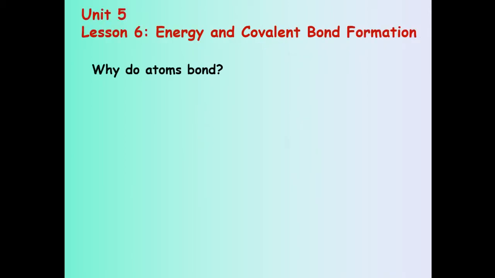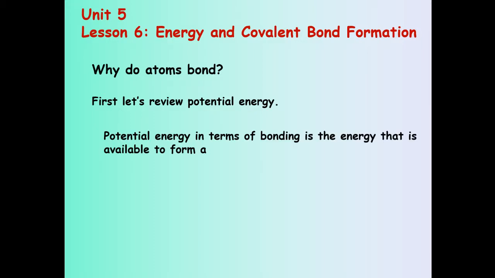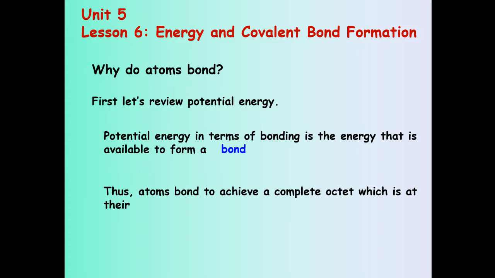Our first lesson, Lesson 6 on covalent bonding, is about energy and covalent bond formation. So the question is why do atoms want to bond? First, let's take a look at potential energy. Potential energy, when we're talking about bonding, is the energy that is available to form a bond or to react. Thus, atoms bond to achieve a complete octet, which is at their lowest potential energy. Lowest potential energy is chemical stability.